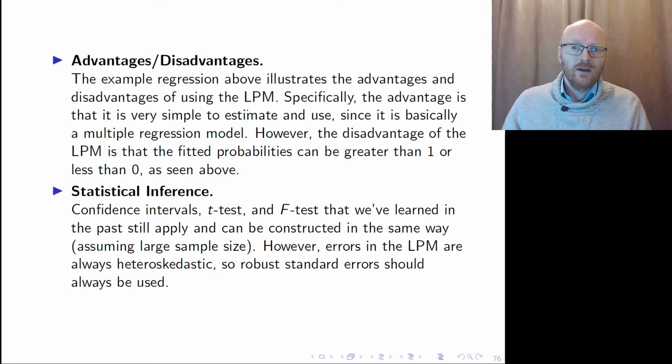Okay, so what is the advantage of the linear probability model? Well, the main advantage is that it's super easy to estimate, because it's just an ordinary multiple linear regression. And the coefficients are super easy to understand. If you just change the x value by 1 unit, then you change the probability by the same amount as the value of the coefficient, the slope. So it's super easy to understand. However, one of the main disadvantages is that the probabilities can be greater than 1 or less than 0.